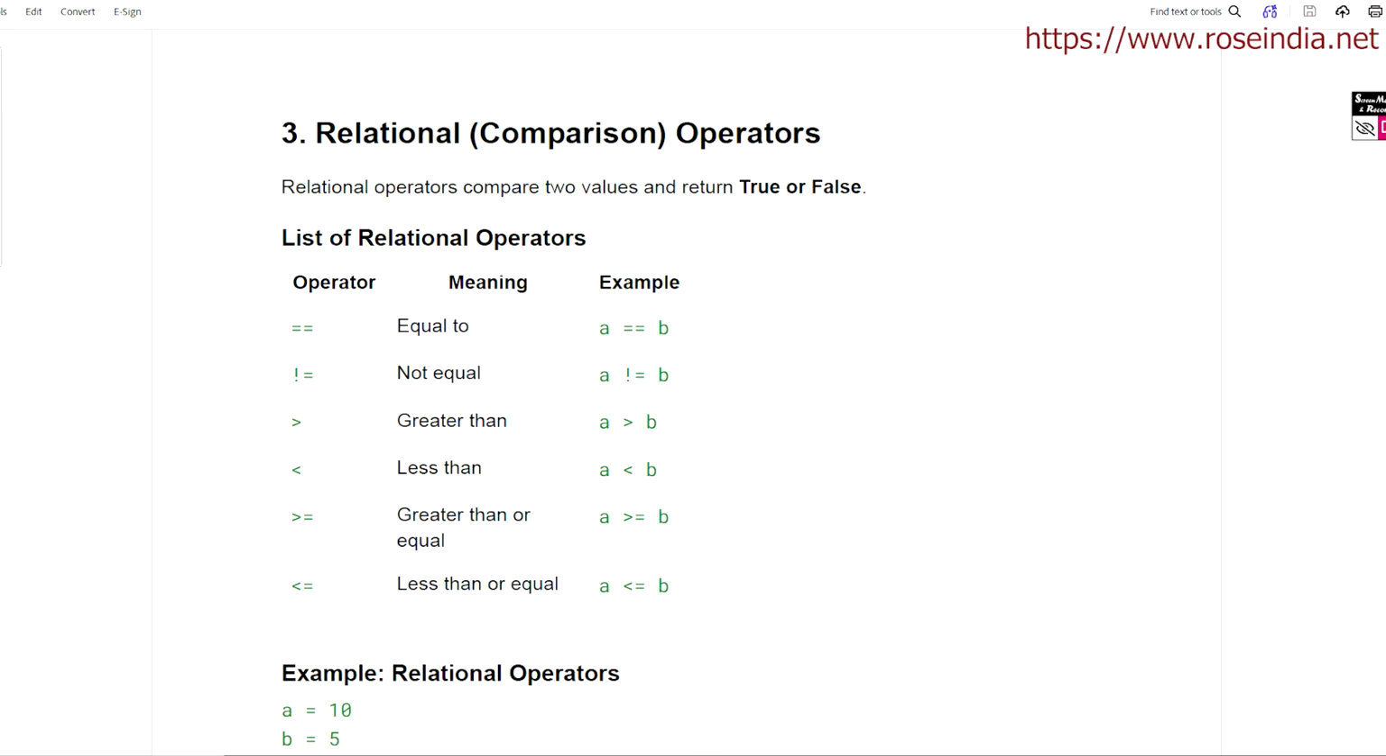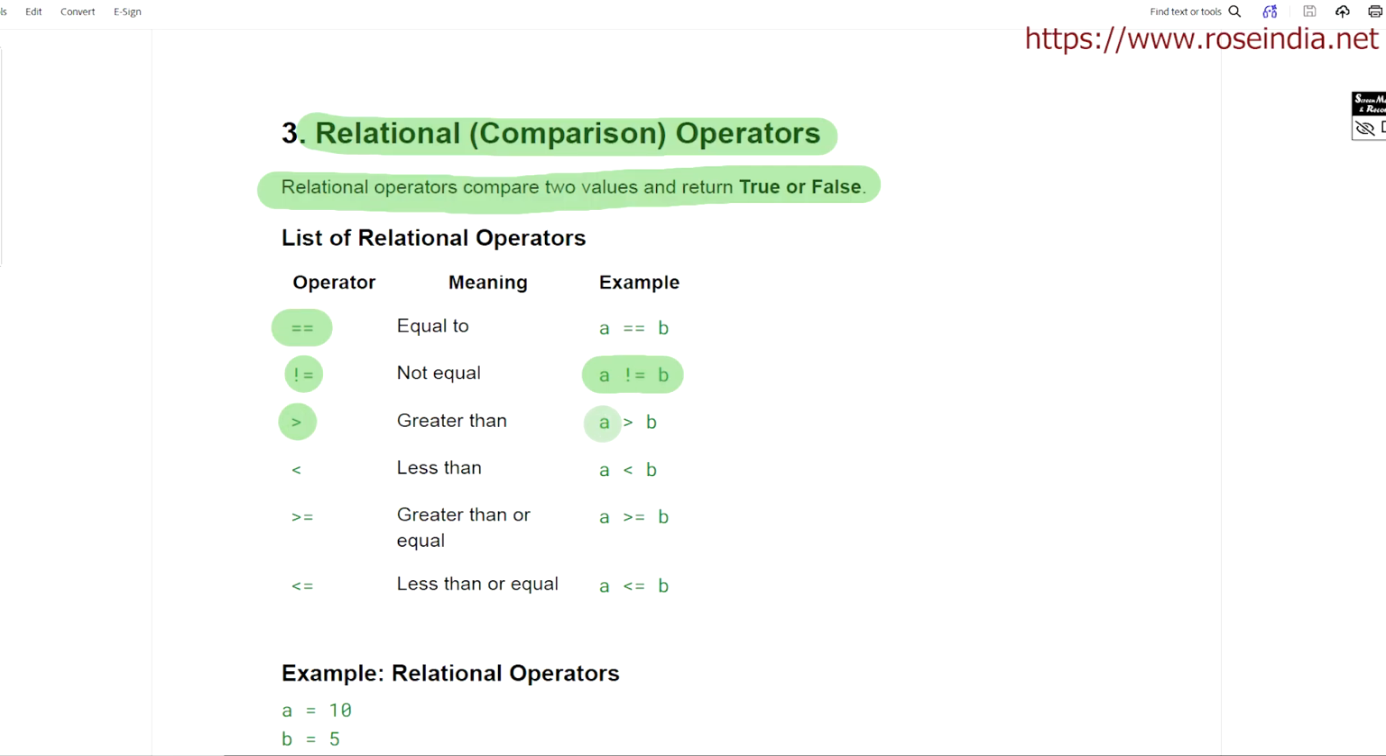Now we will see the relational operators, the comparison operators in Python. Relational operators compare two values and return either true or false. Double equal to is equal to, for example a equal to b. Not equal to, for example a not equal to b. Greater than, a greater than b. Less than, a less than b. Greater than or equal to, and this is less than or equal to.